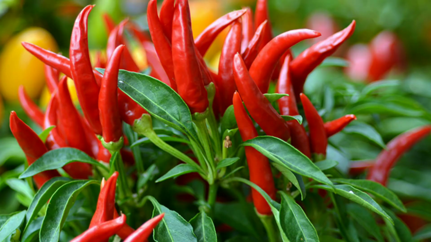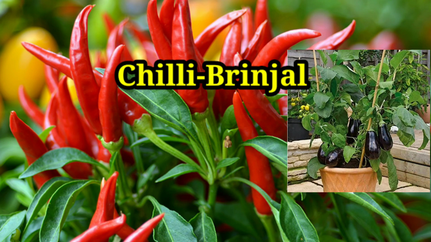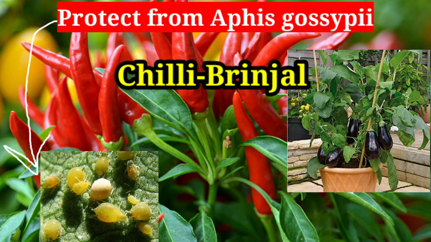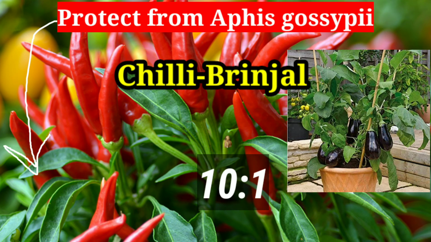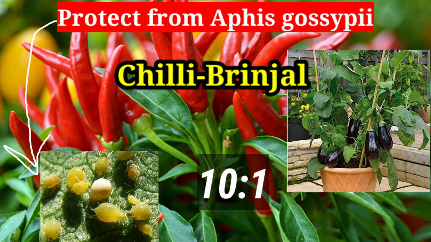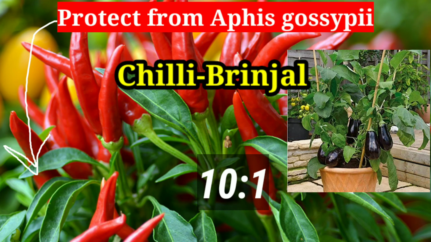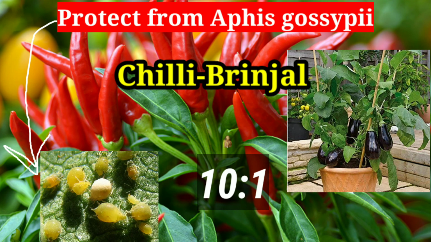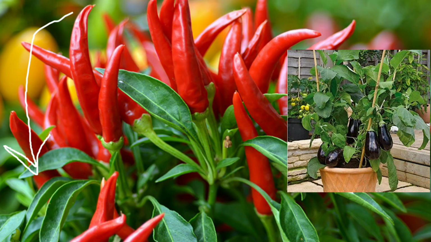The next vegetable is chili. The first intercropping practice is chili-brinjal. Through this process, we can easily control Aphis gossypii. The main crop and trap crop ratio is 10:1. That means 10 rows of chili and 1 row of brinjal.